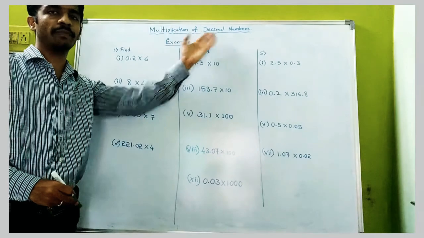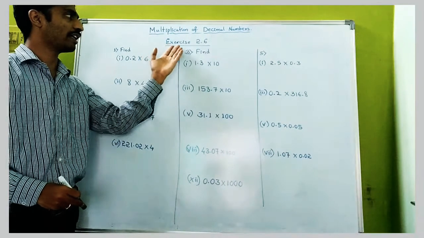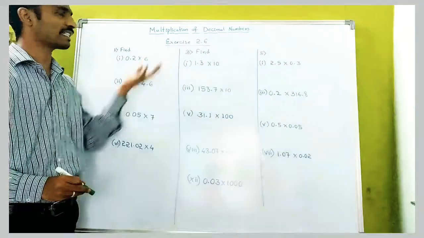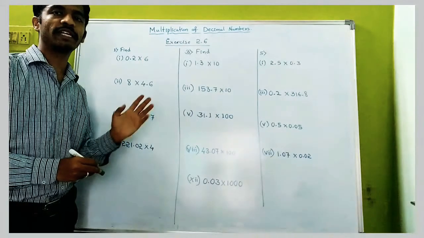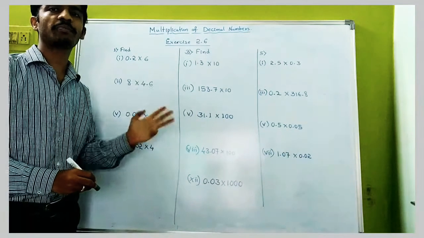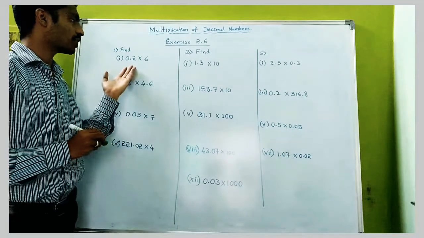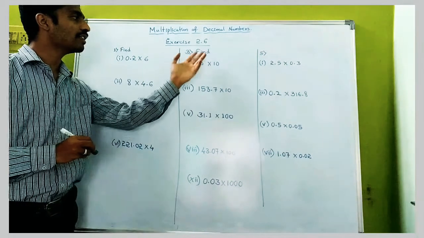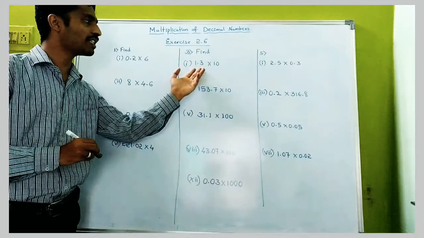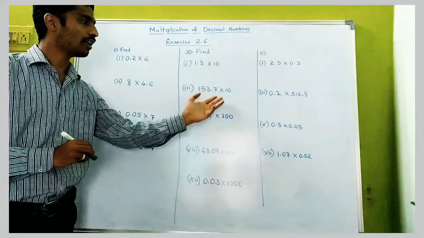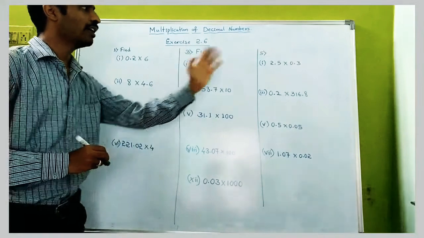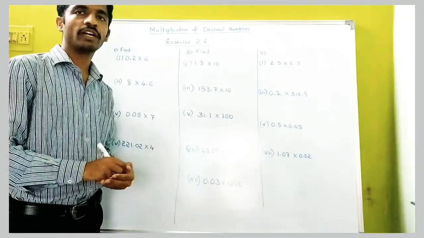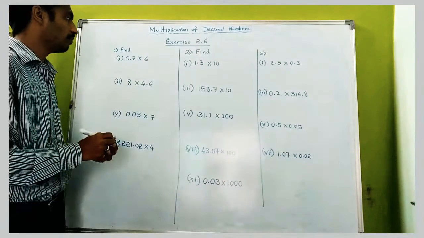Multiplication of decimal numbers. In exercise 2.6 we will get three types of multiplication of decimals. The first one is multiplication of decimal with whole number. Next, multiplication of decimal with tens, hundreds, thousands. Next, multiplication of two different decimals. So one by one we can do now.